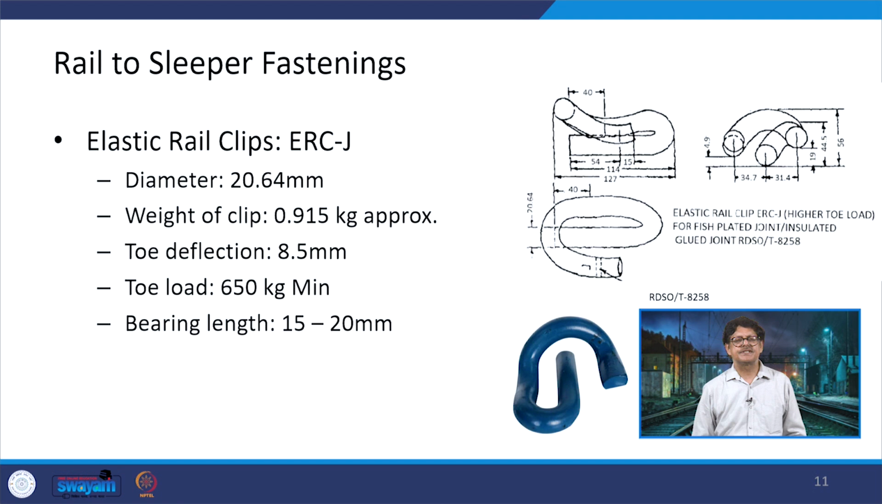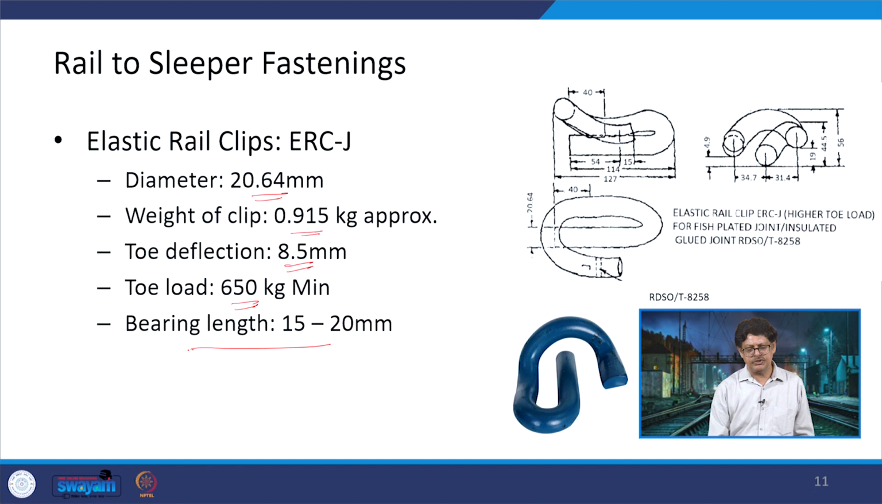There is an ERCJ. In the case of ERCJ, the diameter is 20.64, the weight of the clip is a bit lower than 1 kg. Deflection is very low in this particular case, 8.5 mm only. And at the same time, the toe load which it is exerting is also lower than in the case of all the types of clips which we have discussed. So, it is 650 kg minimum.